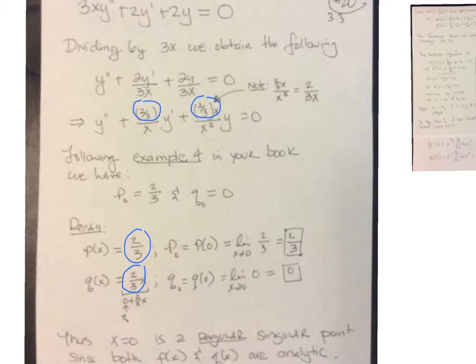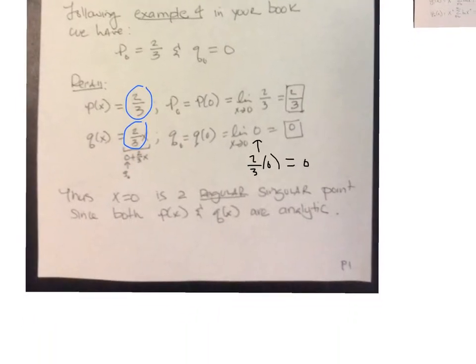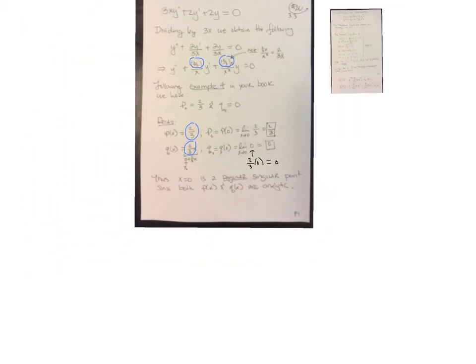This guy is really 2/3 times 0, which is just 0. And then the limit of 0 is 0 because it's just a horizontal line, and as x approaches 0, you're still at the y-axis. You're still at 0. So here, this q naught is just the first constant, or coefficient, of your polynomial function. And thus, we know x equals 0 is a regular singular point, because our p of x and q of x are both analytic. So that's the first part.